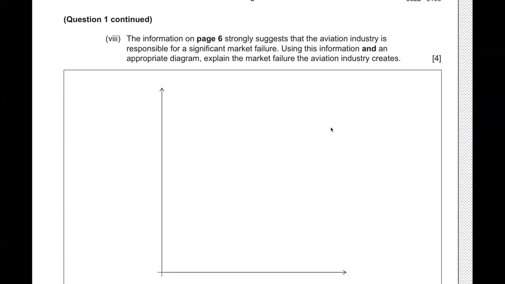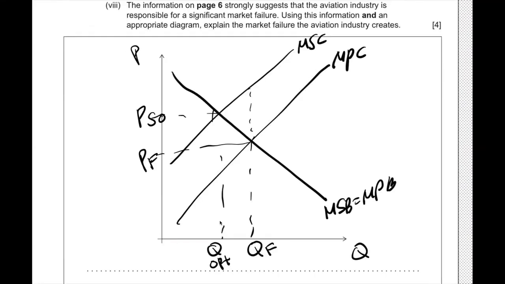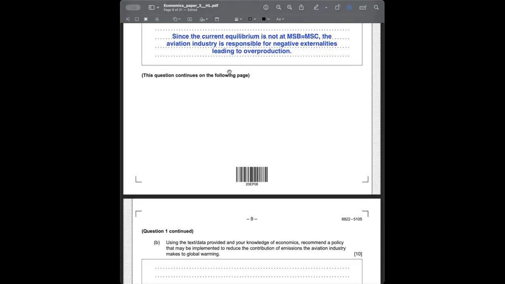Question 8. The information on page 6 strongly suggests that the aviation industry is responsible for a significant market failure. Using this information on an appropriate diagram, explain the market failure the aviation industry creates. I can draw a negative externality of production diagram and explain that since the current equilibrium is not at MSB equals MSC, the aviation industry is responsible for negative externalities leading to overproduction.